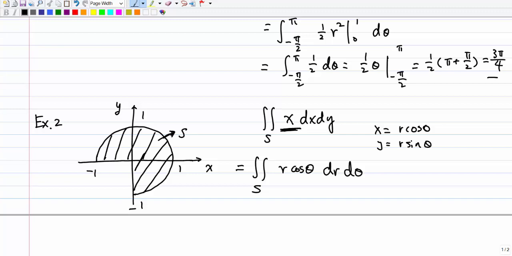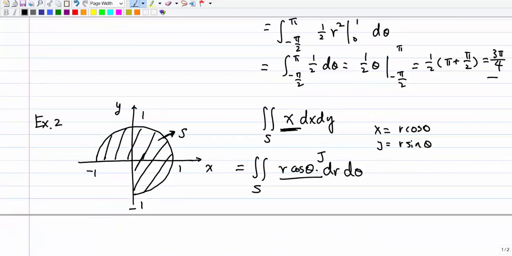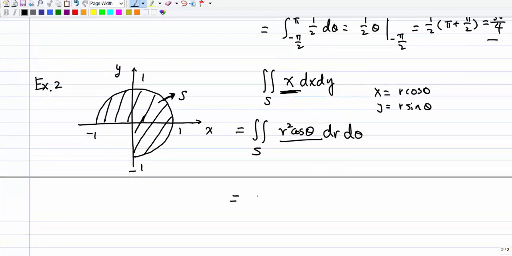Okay, and don't forget that you cannot do this directly. You have to times the Jacobian. The Jacobian is calculated as r over here. So let's put the r at the front. So this is r over here, so this is just r squared. Okay, so we have this one. According to what I mentioned before, this is still a double integration, r squared cosine theta dr d theta. The lower bound and upper bound will be the same because the region will be the same. So r will be from 0 to 1, and theta is from negative pi over 2 to pi.